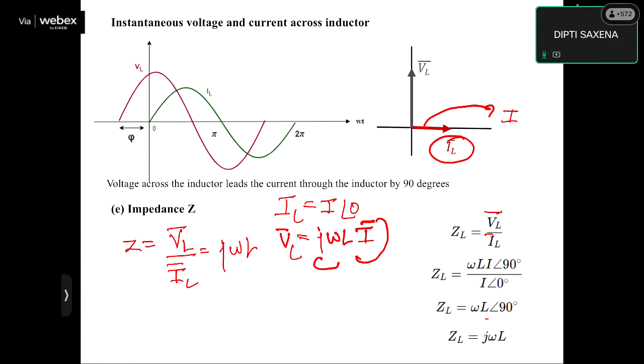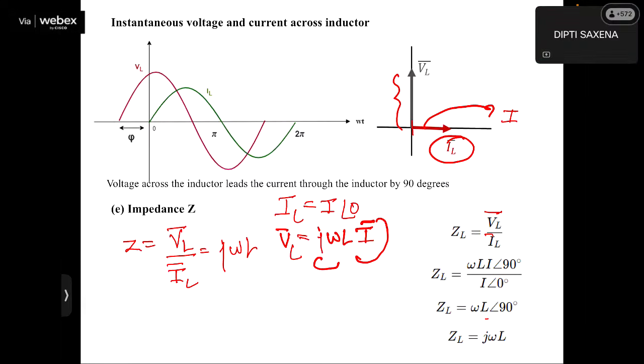J acts as an operator which rotates any phasor by an angle of 90 degree in anti-clockwise direction. So if this is the direction of I, then the direction of VL is J into I. It means this direction rotated 90 degree counterclockwise, and this gives the phasor VL. The length of this will be equal to J omega L I.